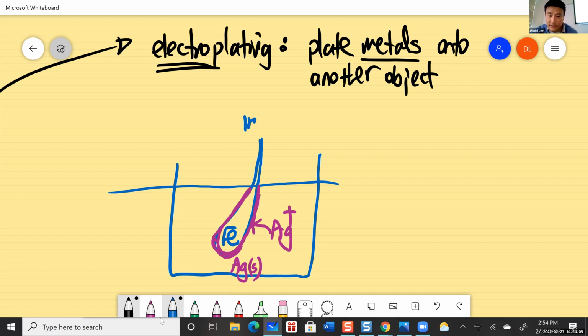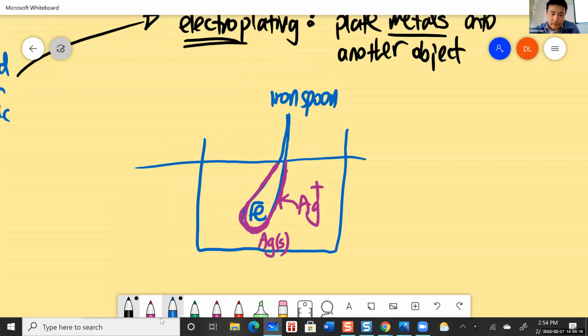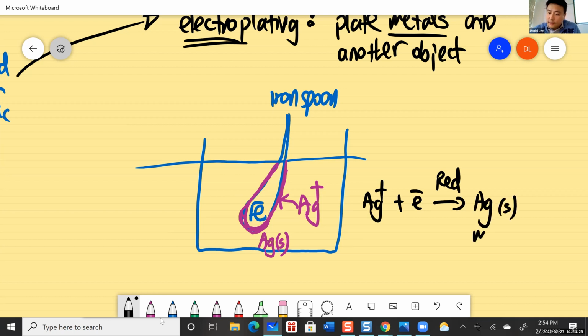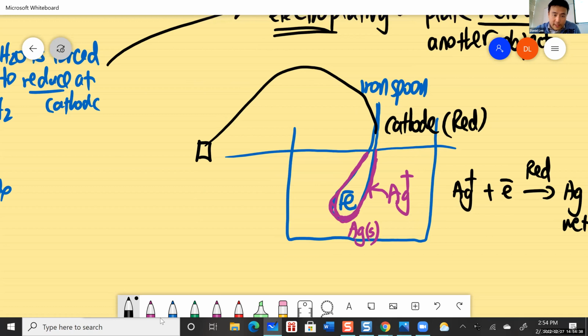So you have an iron spoon here. So do you want this to be your anode or do you want this to be the cathode? Well, the answer is that this is reduction. I want silver ion to reduce. So if this is reduction of silver ion into silver metal, this has to be the cathode because cathode is where reduction occurs, red cat. So I would have to strap my iron spoon to the cathode of the battery. Cathode of the battery is black, anode is red, yeah?